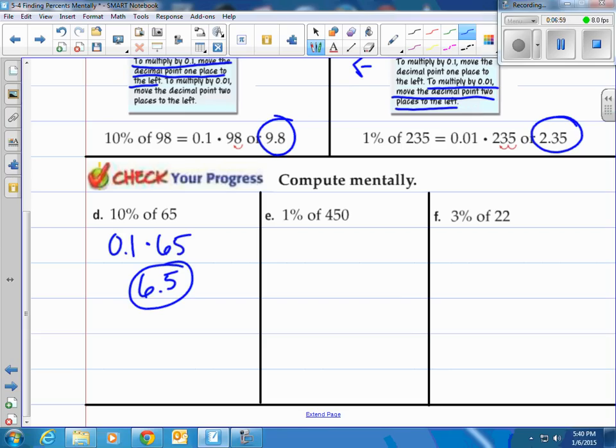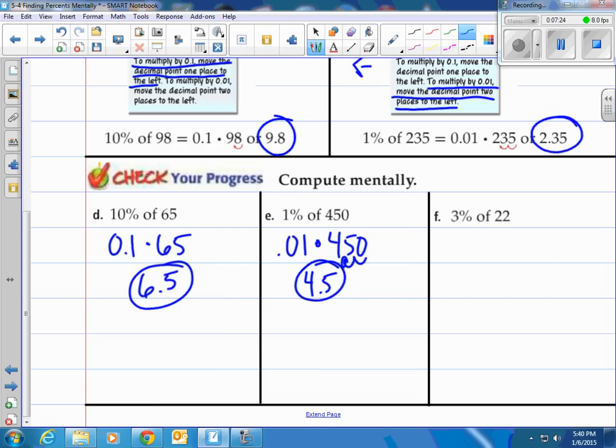1%, here's E. 1% is 2 spots to the left. So we're going to multiply 0.01 times 450. If the math teacher asks you to show the work, there it is. But really all you're going to do is just move the decimal over 2 spots. I don't need a calculator for that. That's easy. Now again, that's if you memorize the 10% and the 1%, then you're just moving it 1 spot or 2 spots.